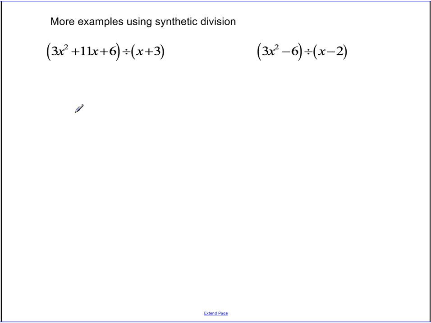Okay, so let's try it again. This time, let's do another synthetic division problem. Let's try this out. So we've got our quotient right here. Here's our quotient.